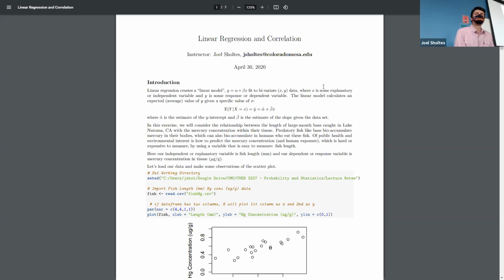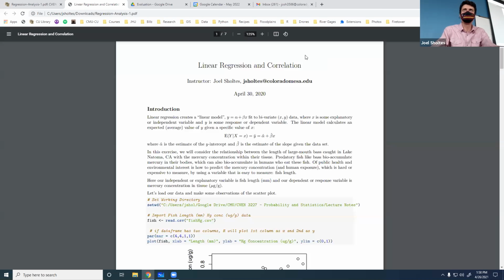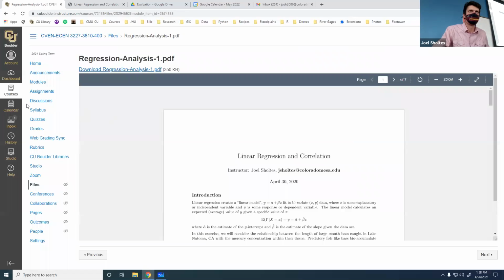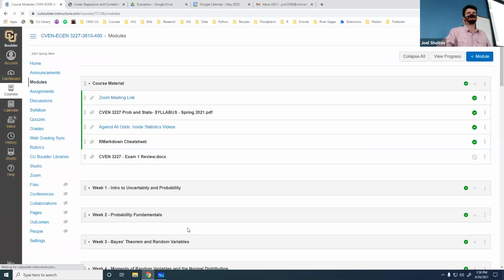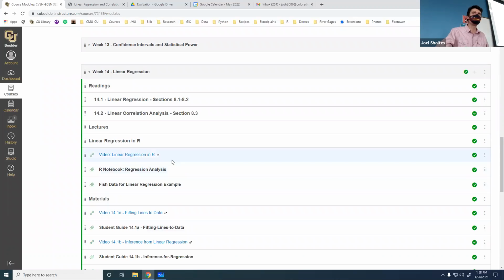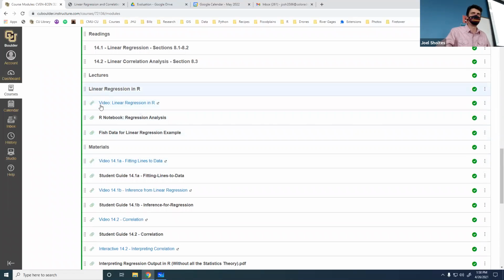I've posted this R markdown document, and I've also posted the data set for this on campus. So if you go to modules, week 14, and under linear regression in R, I've got some information here. So here's the R markdown notebook. It's a PDF. The fish data, it's a CSV. I also posted a video of me going over everything. It's about a 10-minute video, step by step in R. So you can always go back and look at that.